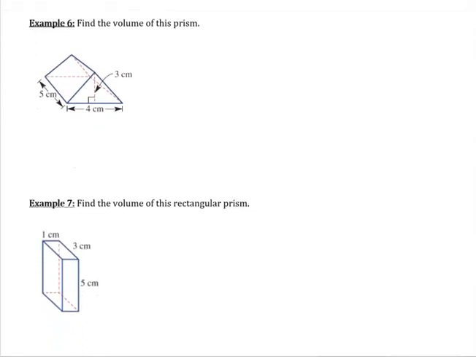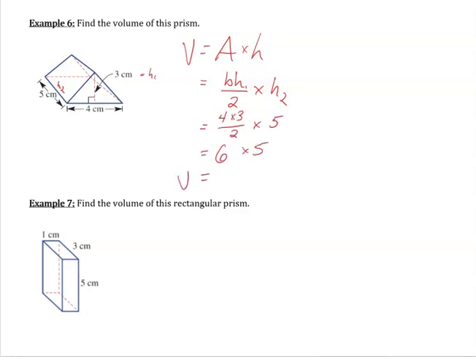Find the volume of this prism. So the volume equals area times height. So we're going to find 1/2 base times height. And sometimes I like to do base times height over 2. And we'll put height 1 on there, because 3 is going to be height 1, times height 2. And 5 is going to be height 2. So 1/2 base times height. Volume equals 30 cubic centimeters.